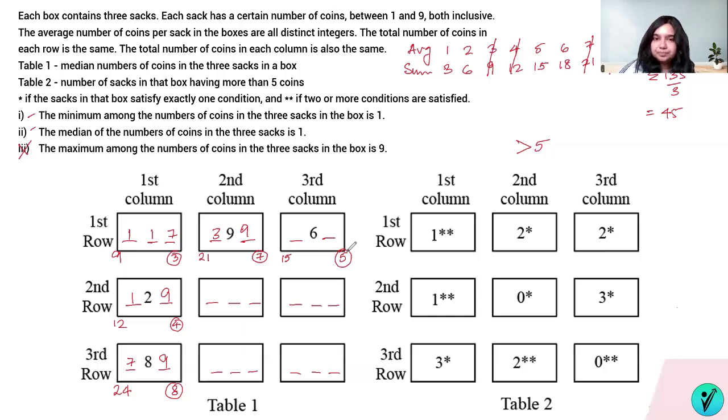Now for this box also, there are 2 numbers greater than 5. So it's 6 and this number greater than 5. That means this one is lesser than or equal to 5. And there's one condition being followed. Which condition will that be that needs to be followed?